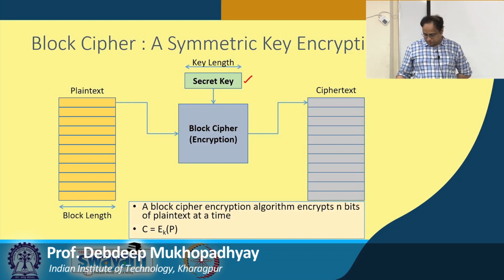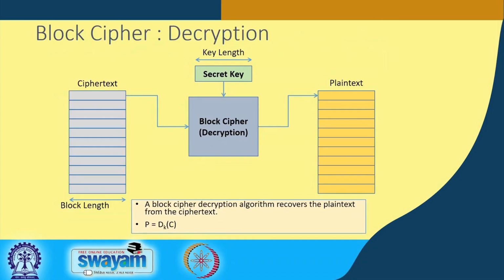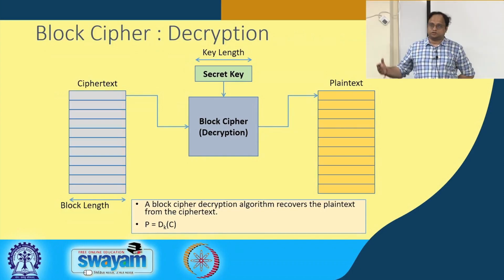Now in this class of algorithms, the decryption also needs to be defined, because this has to be a reversible process. From the cipher you should get back the plain text by applying opposite operations, and it again operates on the same key. The encryption and the decryption both operate on the same piece of key.